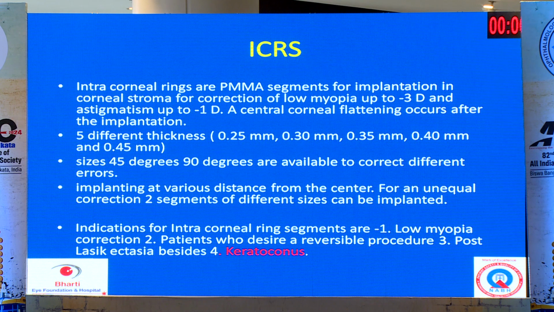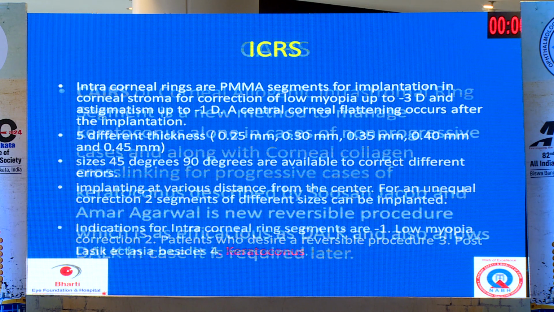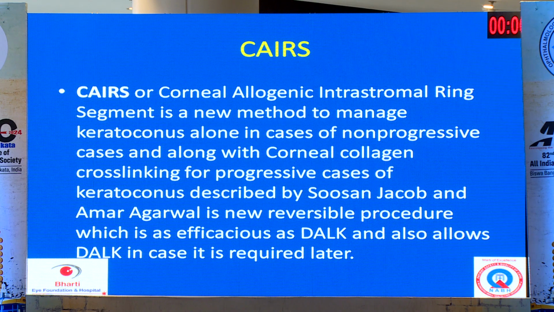The correction of myopia was the initial use, but now it is primarily for post-LASIK ectasias and also keratoconus. Another thing which has come is an allogenic intrastromal ring segment, an invention of Susan Jacob of Agarwal Eye Institute. She is doing CARES, or corneal allogenic intrastromal ring segment, and along with cross-linking, it gives excellent results for keratoconus treatment.